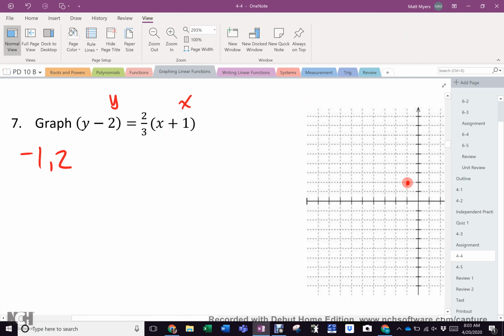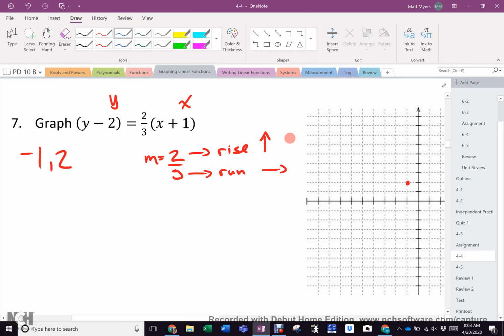Negative 1, up 2. My slope is 2/3. So my m equals 2/3, which means that's my rise, and that's my run. My rise is positive, so I can go up. My run is positive, so I can go that way. Or I could go down and left. I'm going to do both.